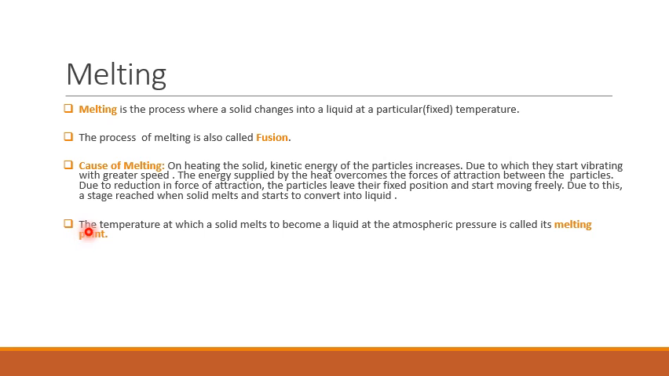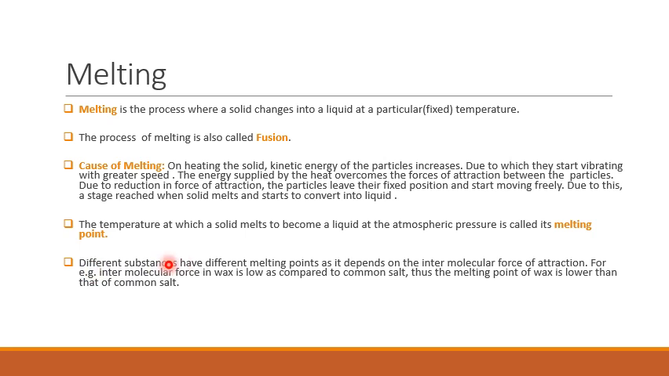The temperature at which a solid melts to become a liquid at atmospheric pressure is called its melting point. So the pressure should be constant, and we consider it as the atmospheric pressure. The temperature at which any solid will melt will be known as its melting point.